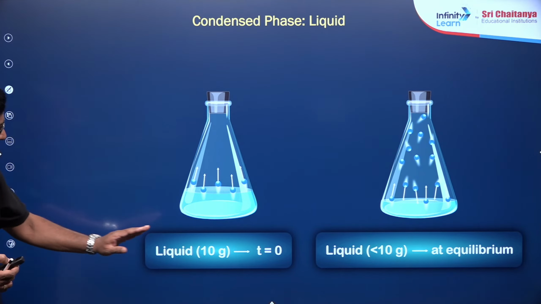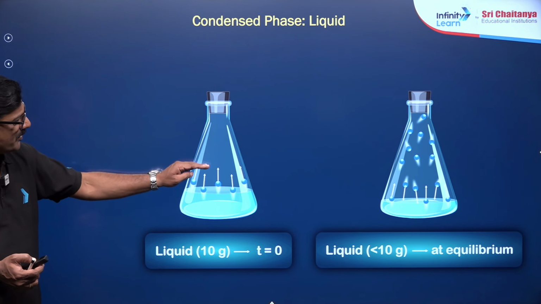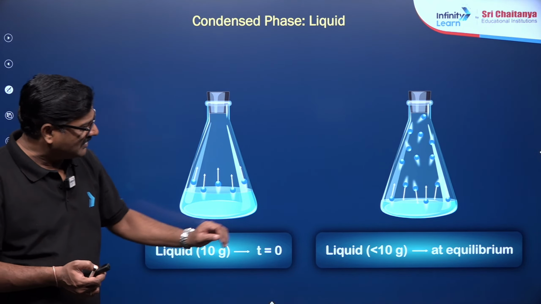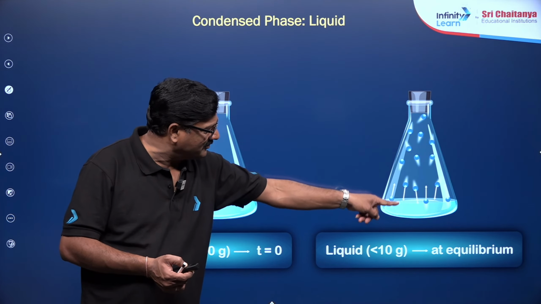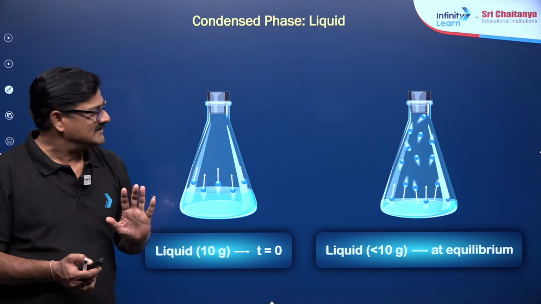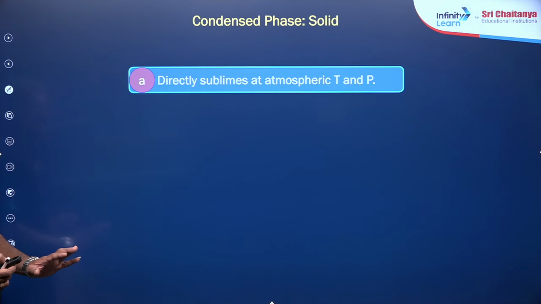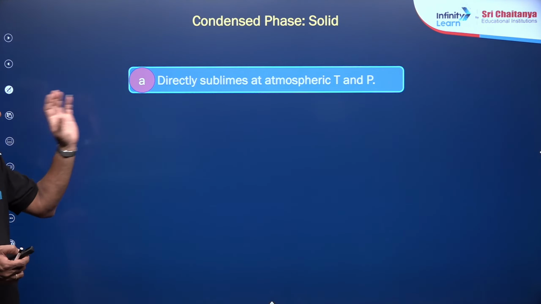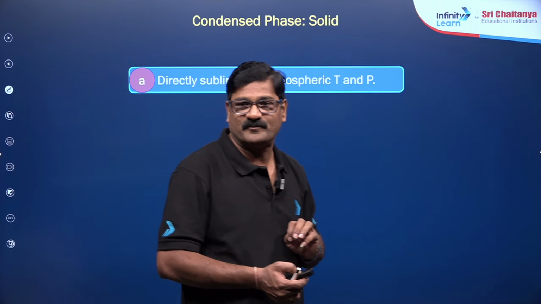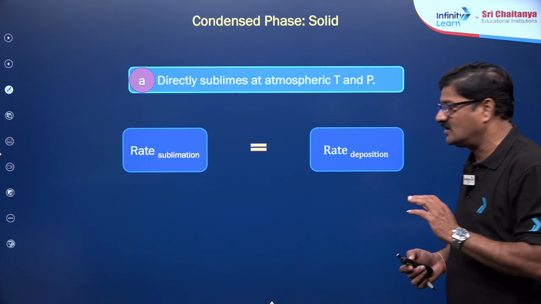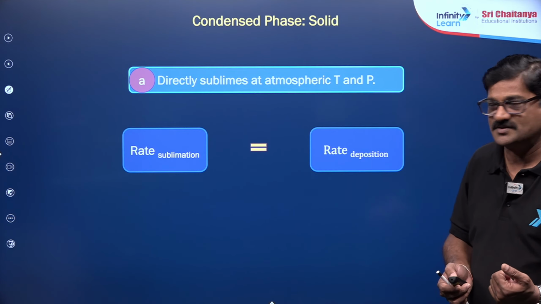Say there is 10 grams of liquid at T equal to 0. It is going to evaporate, so the liquid becomes less than 10 grams, and at equilibrium the vapors are in equilibrium with the liquid. This is the state of equilibrium. In the condensed solid state, the solid directly sublimes at atmospheric temperature and pressure, and the rate of sublimation is equal to the rate of deposition, or condensation.